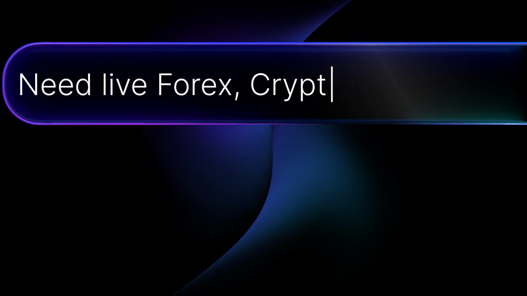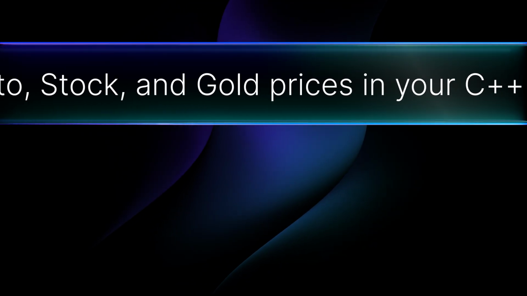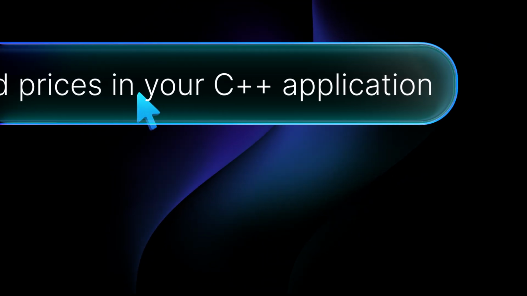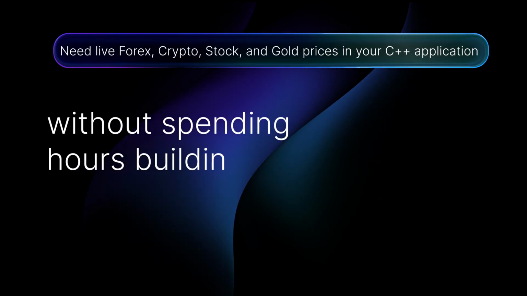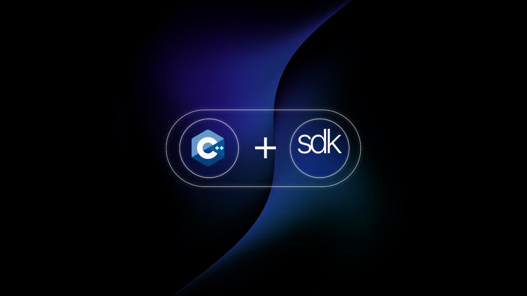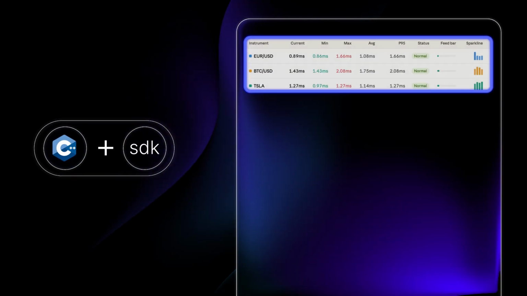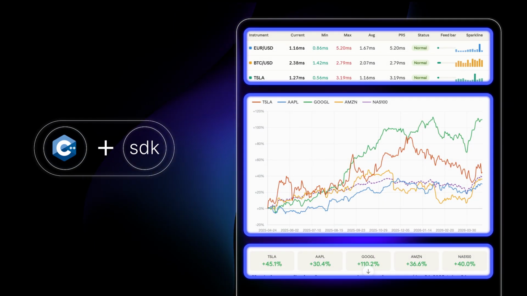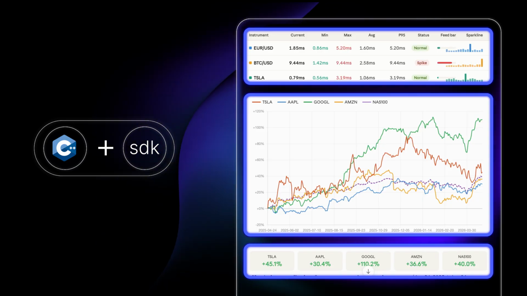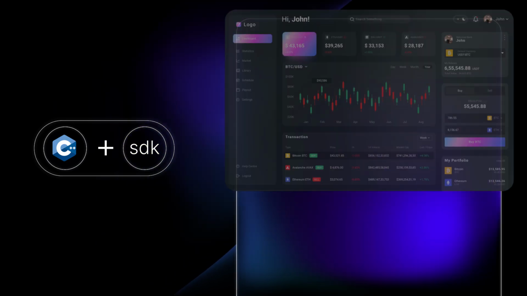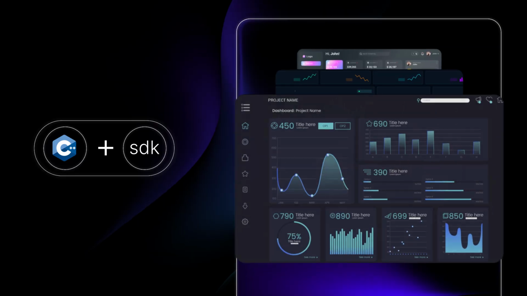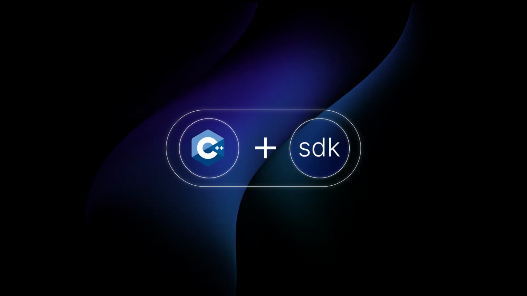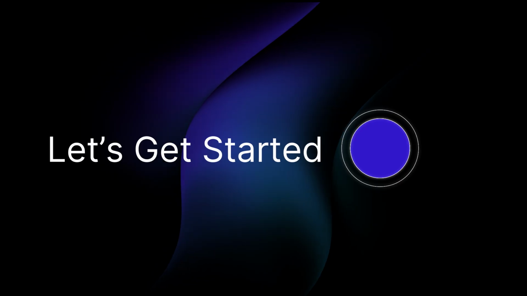Need live Forex, crypto, stock, and gold prices in your C++ application without spending hours building API integrations? This C++ SDK gives developers a fast and simple way to retrieve real-time and historical market data with just a few lines of code. Whether you're building trading bots, analytics platforms, or learning financial programming, you'll be up and running with FX, crypto, stocks, and commodities data in minutes.